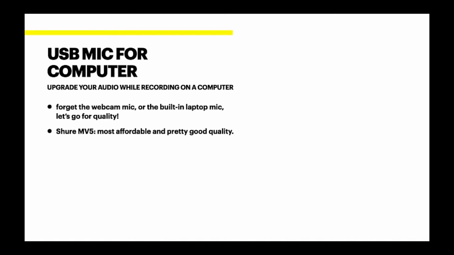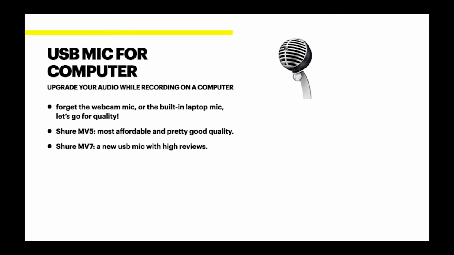We're going to look at the Shure MV5 first. This is the most affordable and pretty good quality. It's what I'm using right now. And it looks like this. It just sits on the desktop, and you can angle it a little bit. Very simple. Has a little volume. You can actually plug your headphones into it as well if you want.